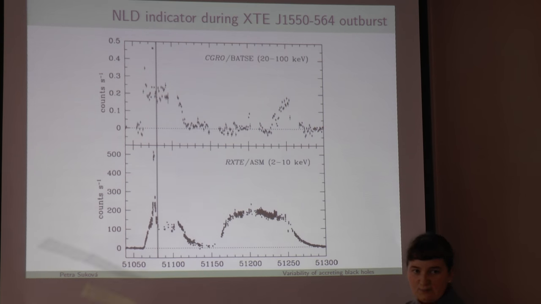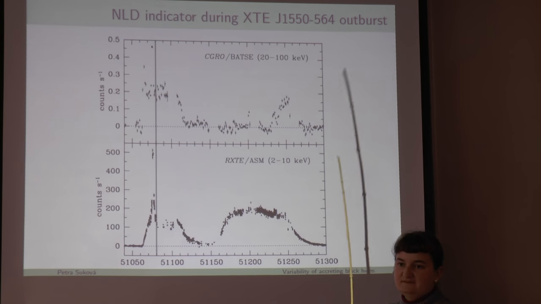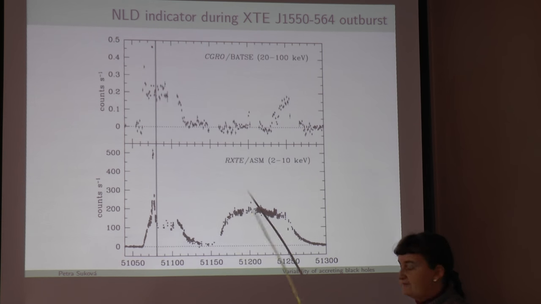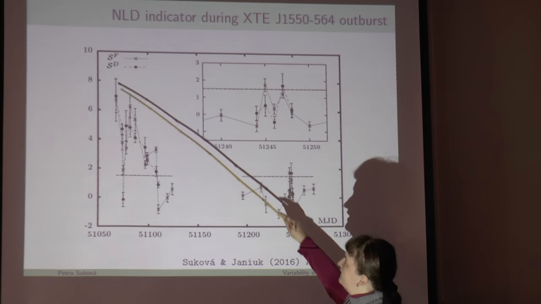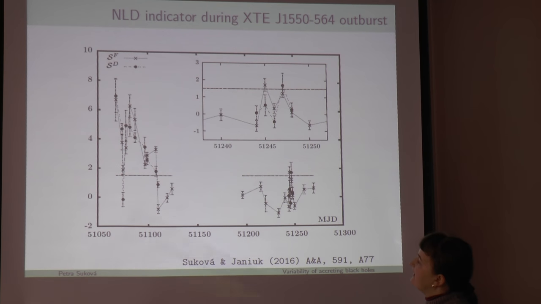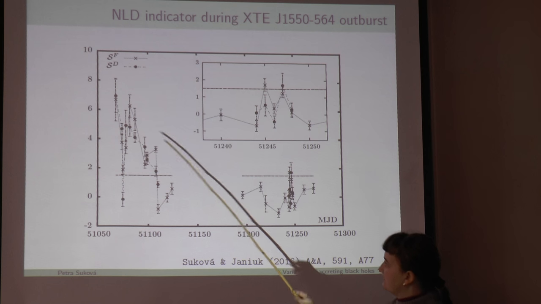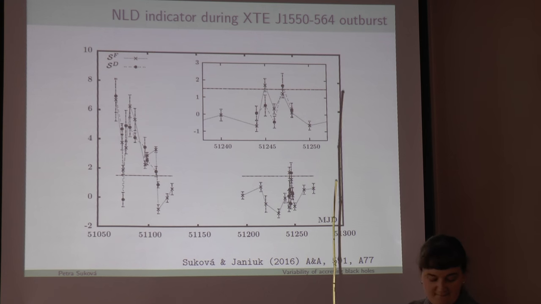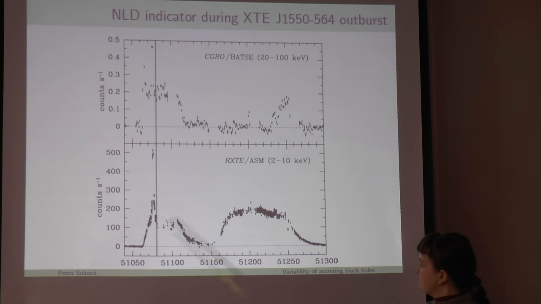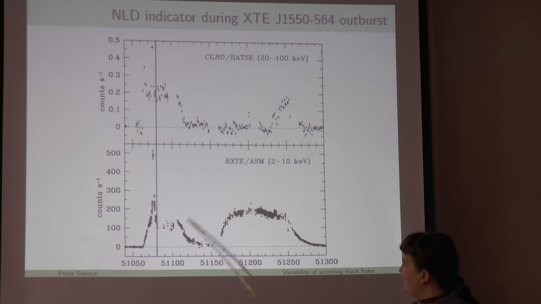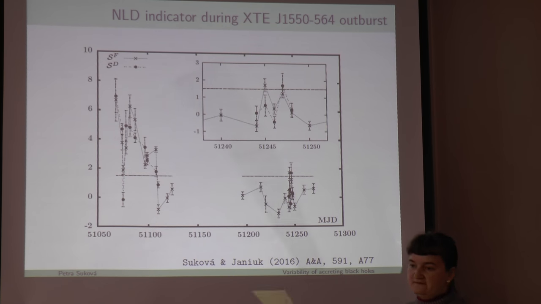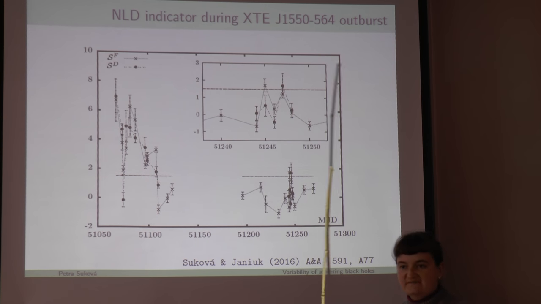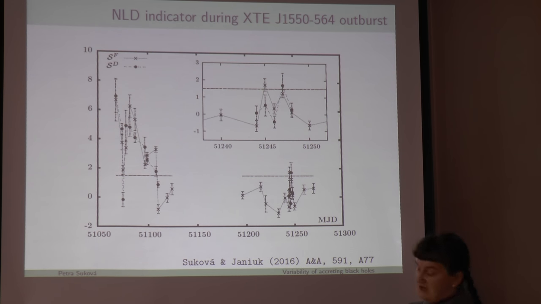On the date where the peak appears, the time behavior of the source was quite different from all the other days. This is this point. But otherwise, the NLD indicator goes slowly down during the first epoch of the outburst. What is interesting is the second epoch, when the luminosity is almost at the same level or even higher than in the first epoch, but we cannot find any clear signs of this nonlinear behavior. So we can see that the source was actually doing something else during these two epochs of the outburst.